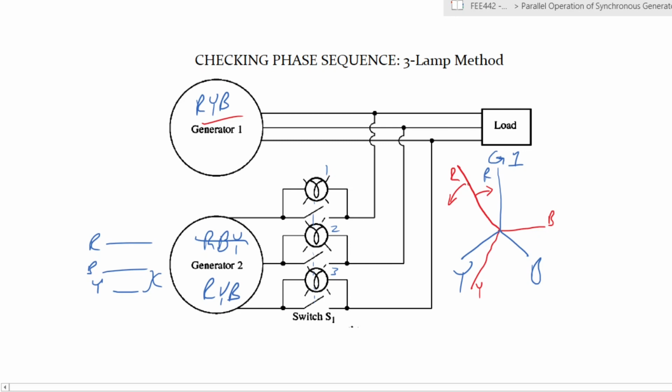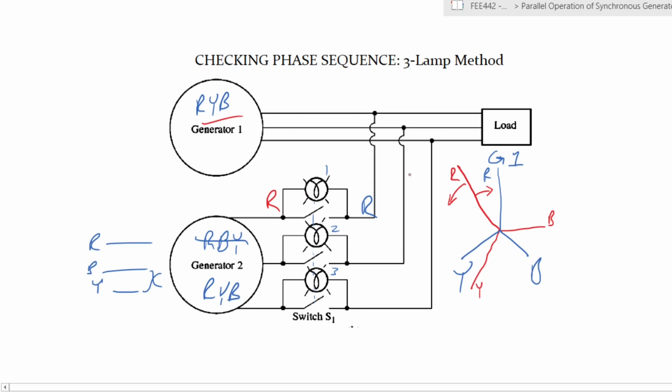So if it is faster, it is moving away, say in an anti-clockwise direction. If it is slower, it is moving towards it, say in a clockwise direction. And it is that difference, because if you look at this circuit, this is the equivalent of your red from the main circuit, and this is your red phase from the generator 2 circuit.